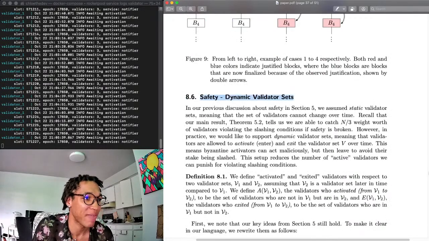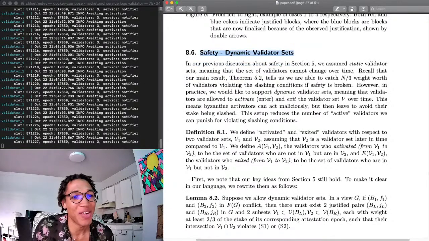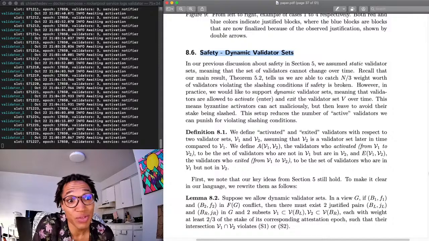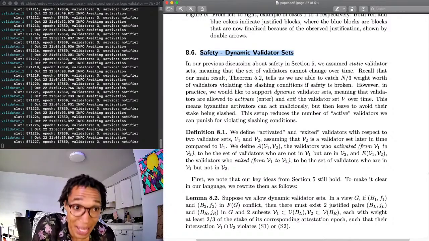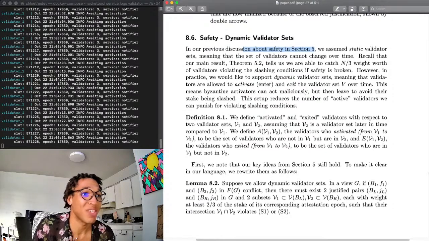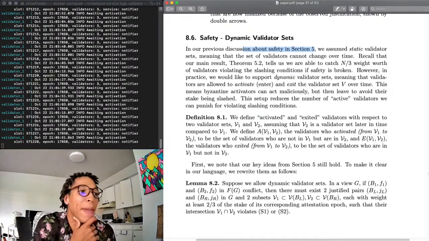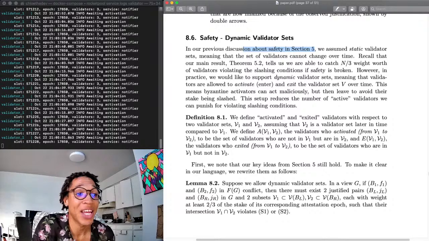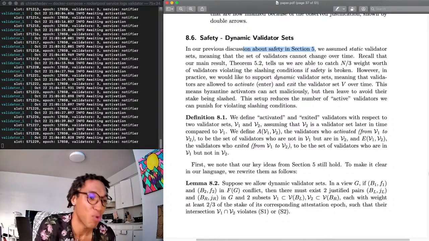8.6, safety, dynamic validator sets. So this is how we are now having not just stable sets. These validator sets, these pools, can be dynamic and they can change. In our previous discussion about safety, section 5, we assumed static validator sets, meaning that sets of validators cannot change over time. Recall that our main result, theorem 5.2, tells us we're able to catch n/3 weight worth of validators violating the slashing conditions if safety is broken.